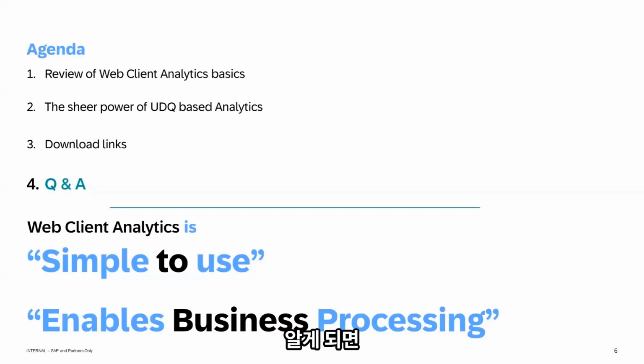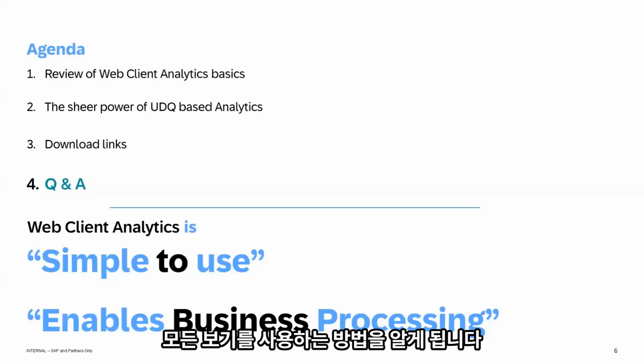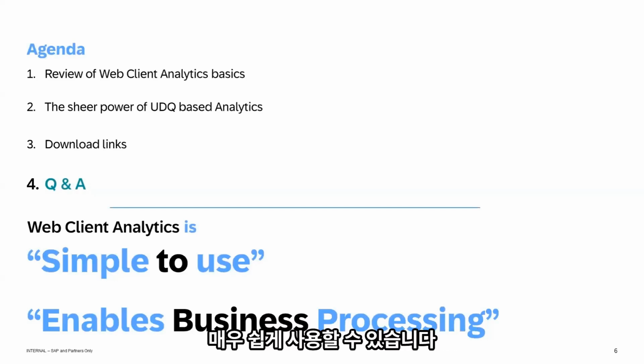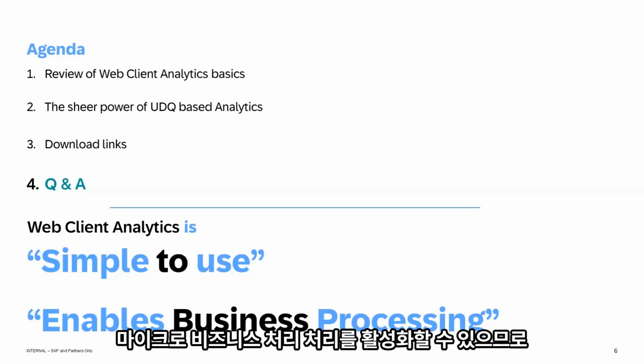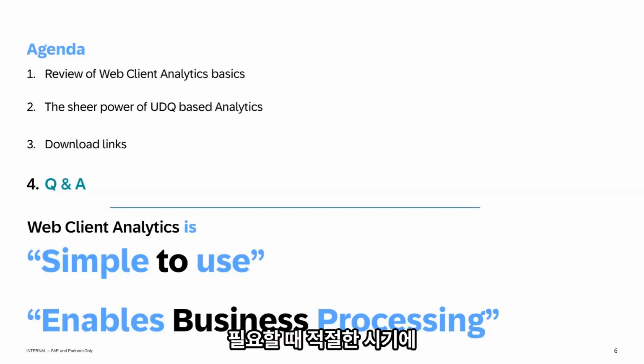Once you know how to use one list view, you know how to use all of them. And very importantly, as facilitated in particular by the linked view functionality, we can enable micro business processing, feeding the right information to the end user in the middle of their business processing so that they get the right information at the right time when they need it. So that I give you Web Client Analytics.